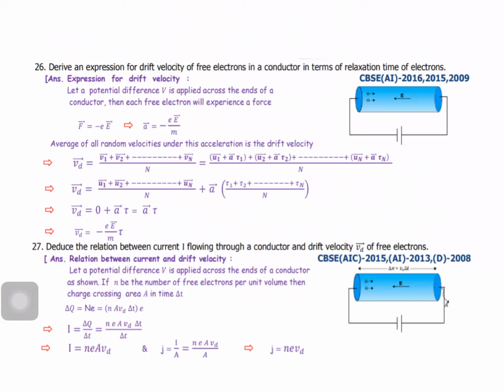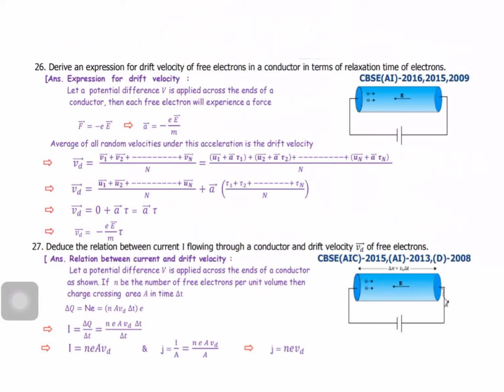Average of all random velocities under the acceleration is the drift velocity, that is vd. Drift velocity, what's the formula? Average velocity, sum divided by number of electrons. So we can write v1 plus v2 plus v3 up to vn divided by n. What is the v1 velocity? It is u1 plus a vector into tau 1. What is the velocity?